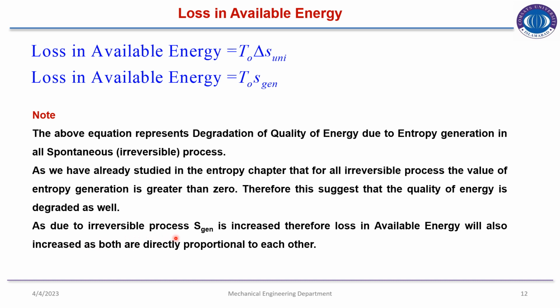As S gen is increased due to the irreversible process, the loss of available energy will also increase, and both are directly proportional to each other. S generation is the term that arises due to irreversibility within the process. As the process is more and more irreversible, the loss of available energy will also increase. So irreversibility decides the value of S gen. The more irreversible the process, the greater the value of S generation and the greater the loss of available energy, and they are directly proportional to each other.